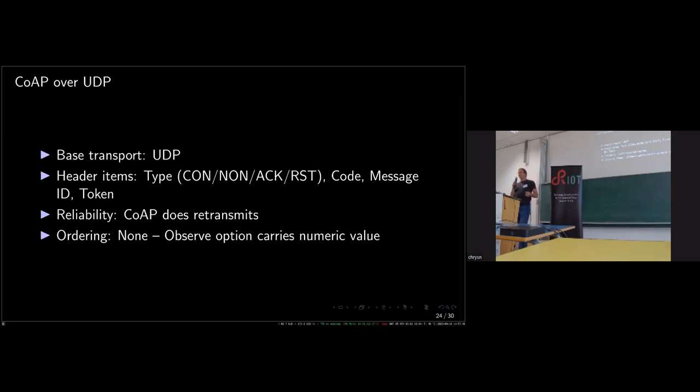UDP is unreliable, so CoAP does all the things that you need to transport a message reliably, if so requested. And it also makes sure that if there is a situation where the order of messages matters, that is handled. For example, in the observe option, which, if you're not familiar with it, think of it as a GET with an additional promise that the server will tell the client whenever there is some new value there. That option in CoAP over UDP carries a numeric value because UDP is unordered, so it has to be taken care of.